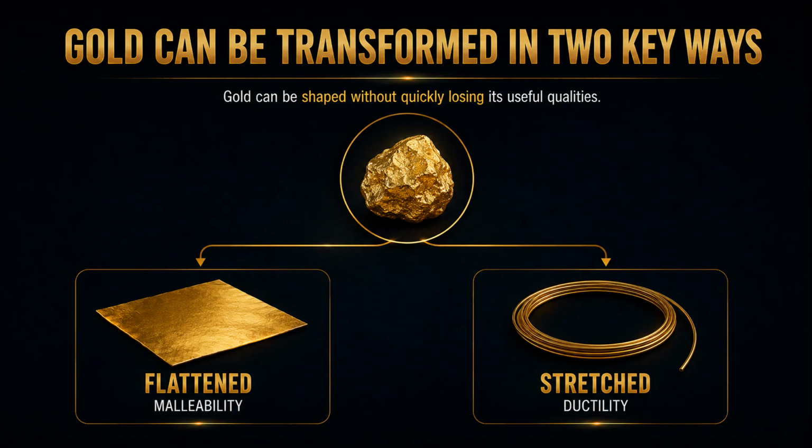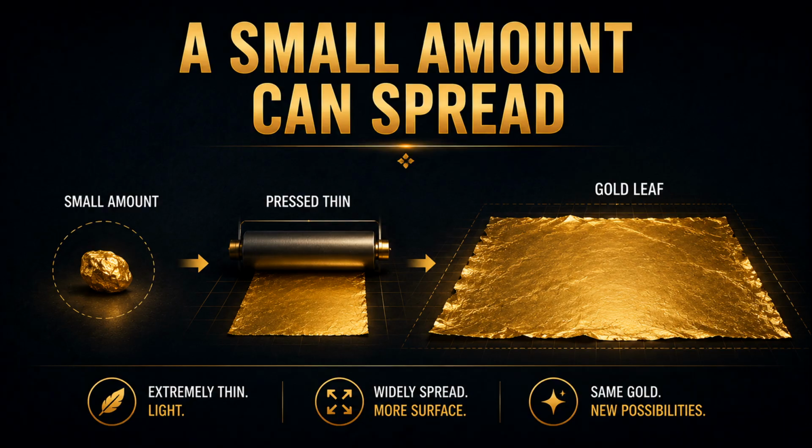Gold is highly malleable, which means it can be pressed, hammered, or rolled into very thin sheets. It is also ductile, which means it can be drawn into very fine wire. Those words sound technical, but the idea is simple. Gold can be flattened. Gold can be stretched. And it can do this without quickly losing the qualities that make it useful. This is why one small piece of gold can become visually much larger than the object you first held.